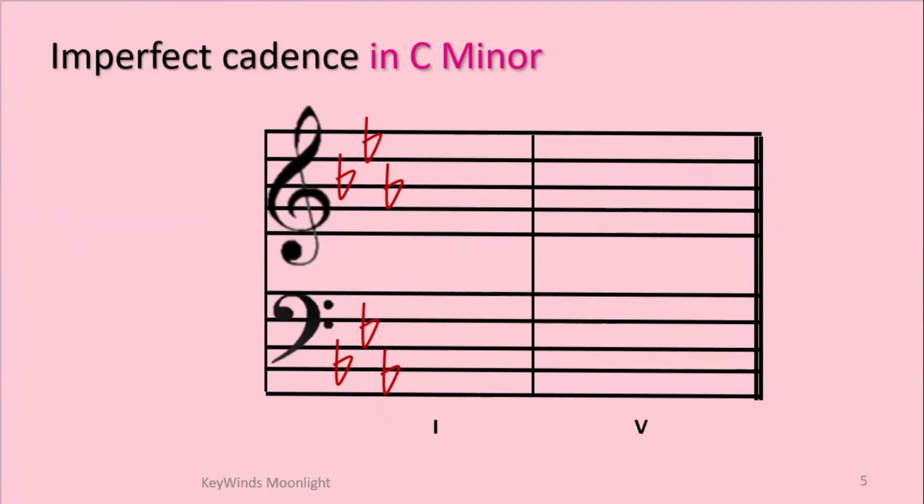Okay, it's not a bright ending, right? It gives you, okay, it's continuing, just a comma. So what is your 1? C, E, G, C. In C minor scale, your chord 1 is C. Chord 5 is, now you know, G, B, D, G.